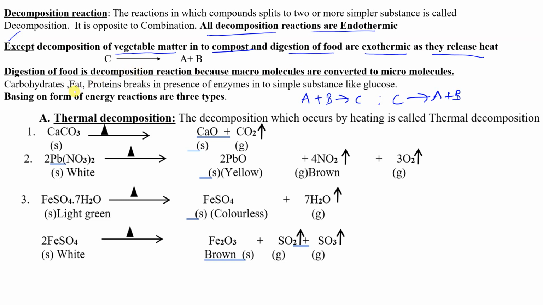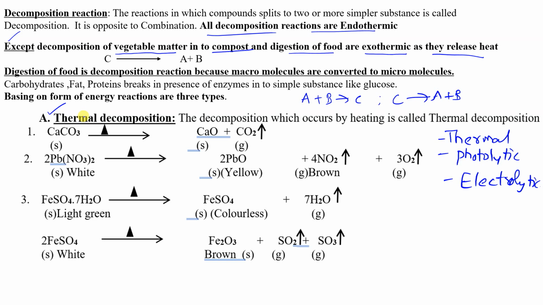And these decomposition reactions are of three types. One is thermal decomposition, next is photolytic decomposition, and next is electrolytic decomposition. Thermal, photolytic and electrolytic decompositions. So let's see each of them.